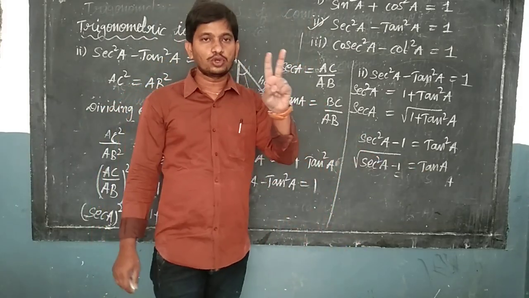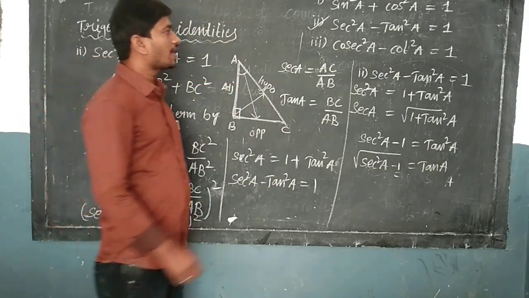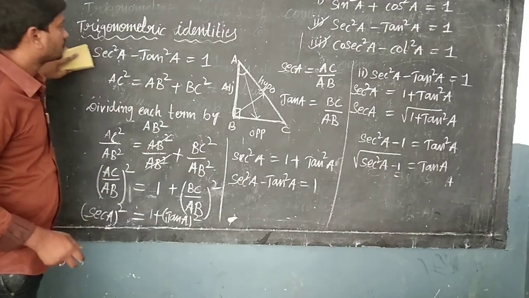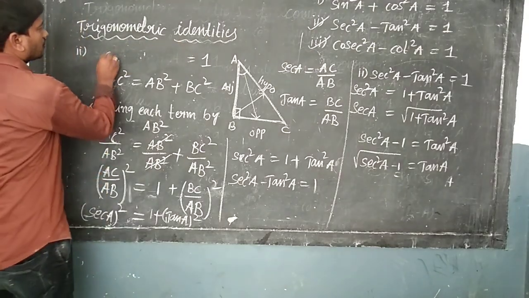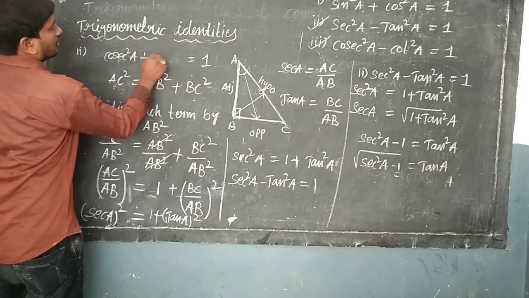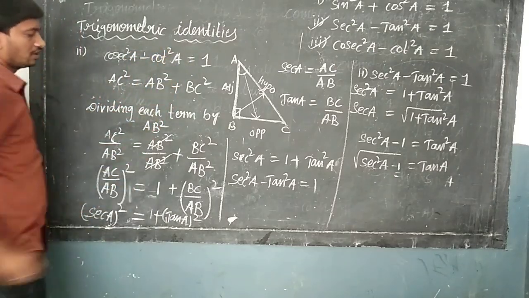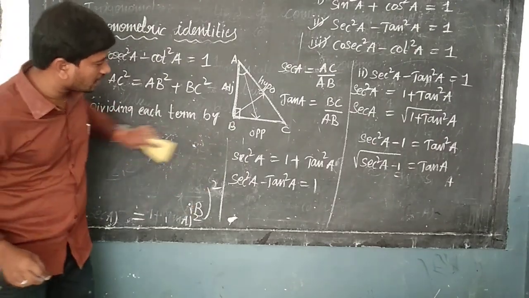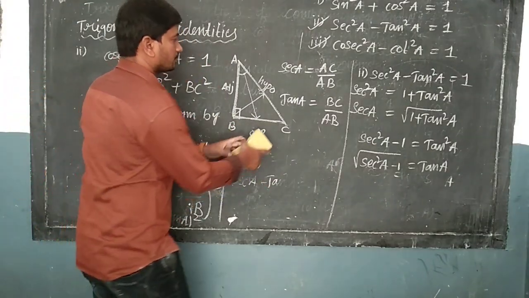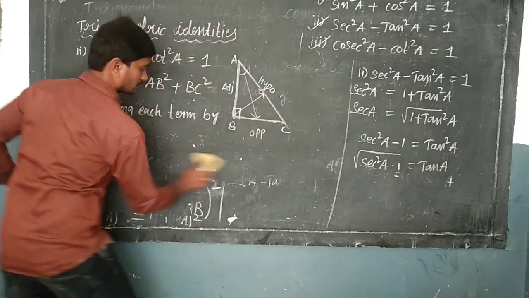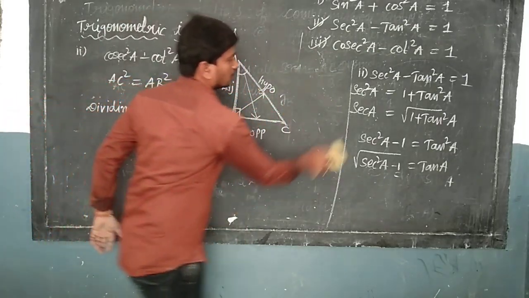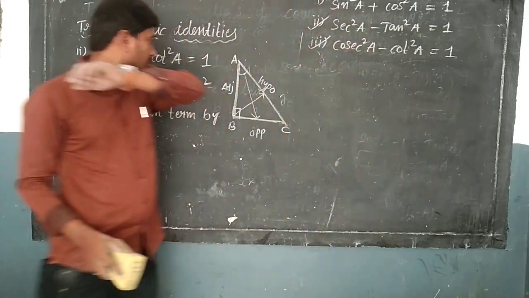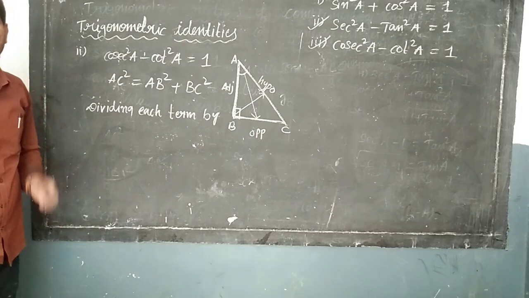Even though we derived two more formulas. And our last identity is, what is our last identity? Cosec square A minus cot square A equal to 1. Okay? Our identity is cosec square A minus cot square A equal to 1.